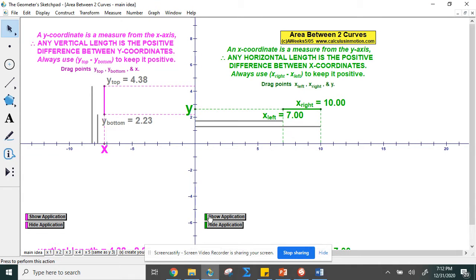This is a quick demonstration of area between two curves. This is Geometry Sketchpad. Here we go. So a y-coordinate is measured from the x-axis.